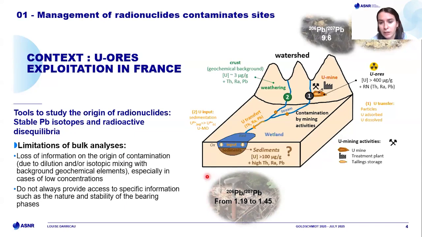Most of the time we do bulk analysis. So we take the whole sample, the whole sediment, the whole soil, and we look at isotopic ratios and look at disequilibria. But we can have a loss of information when we look at the bulk. For example, if there is dilution or isotopic mixing with the weathering of the crust, especially if we have really low concentrations. Also, when we do bulk analysis, we do not have access to specific information such as the nature and the stability of the bearing phases of the radionuclide.